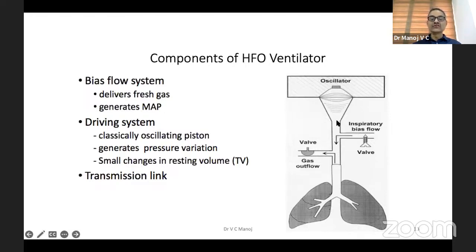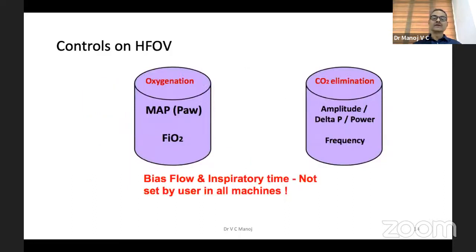So the transmission link is also a part of this. How do you control? We learned in conventional ventilation, we have various buttons: PIP, PEEP, rate, FiO2, IE ratio, various buttons. Here, the controls are very limited. You have just 4 controls. The theoretical advantage, and I say theoretical because later on you will realize it is not always true, is that oxygenation and ventilation are decoupled in HFO.